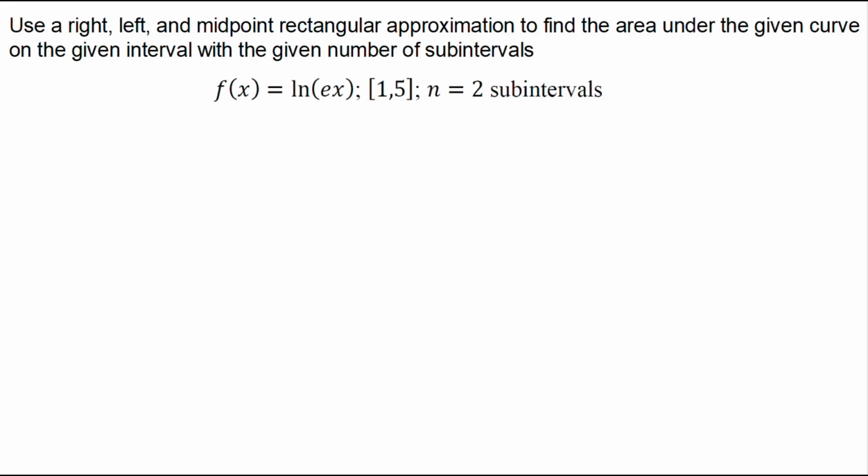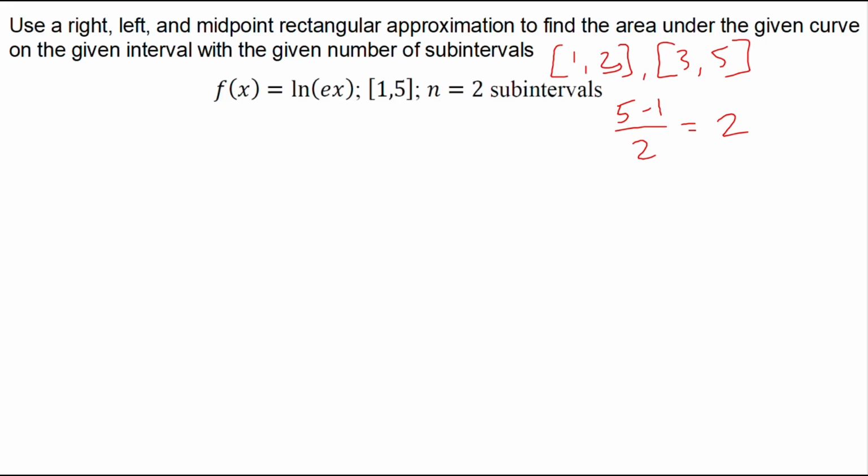All right, and for our last one here, we're looking at 2 subintervals from 1 to 5 for the natural log of e times x. So we've got two subintervals. We're going to do b minus a over n, which means that each subinterval should be a length of 2, right? Which means that we're going to go from 1 to 3 and from 3 to 5.